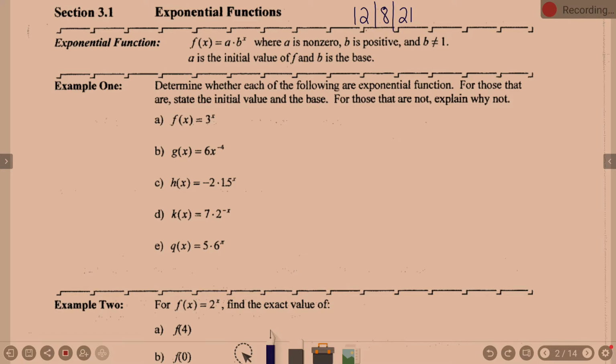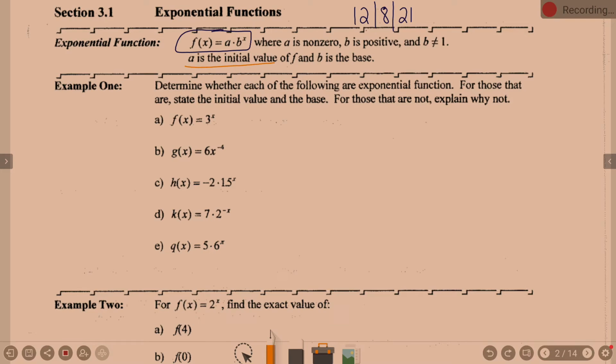So an exponential function is going to be of the form f of x equals a times b to the x, where a must be non-zero, because if a is 0, face it, that equation doesn't exist. B must be positive, so in appropriate exponential form, your base is positive, and b cannot equal 1, because 1 to any power is still 1. So a little bit of vocabulary here.